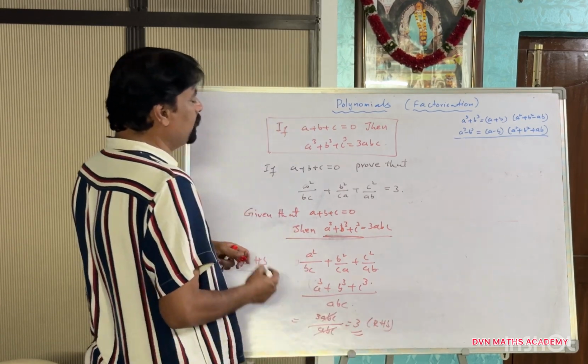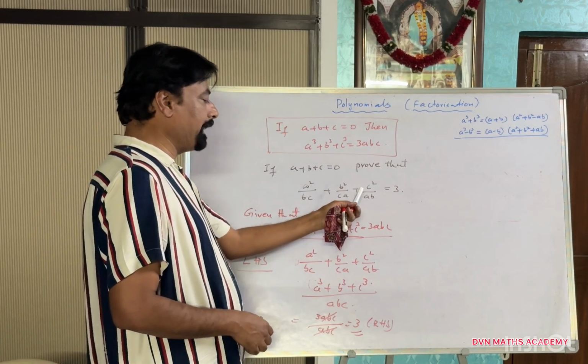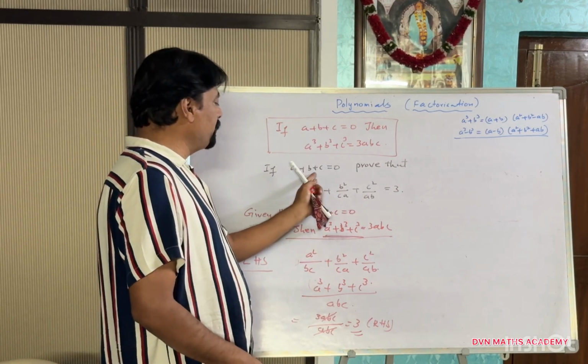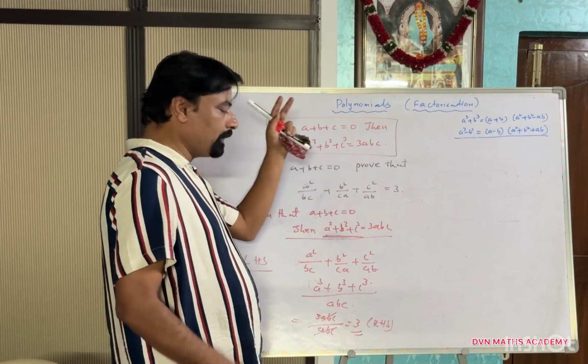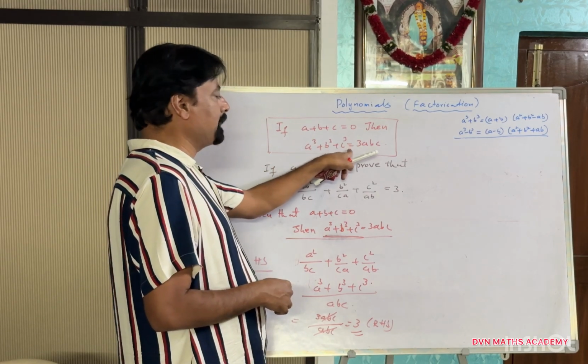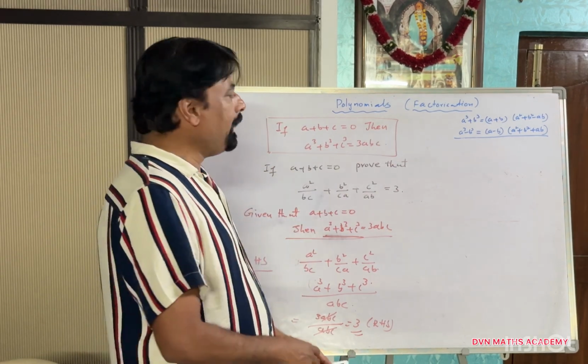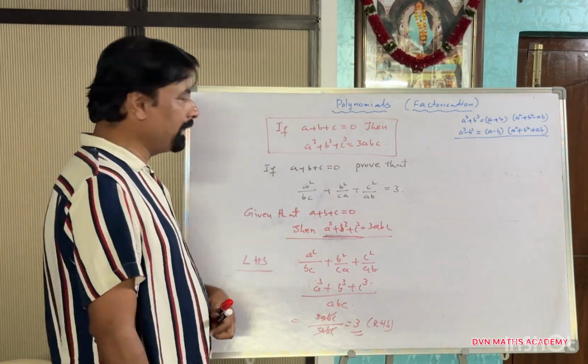So this is the method to prove A square by BC plus B square by CA plus C square by AB is equal to 3, where A plus B plus C is equal to 0. Here A plus B plus C is given as 0, which means you should know the identity that A cube plus B cube plus C cube should be equal to 3ABC. By using this identity, you can solve these types of questions very easily.